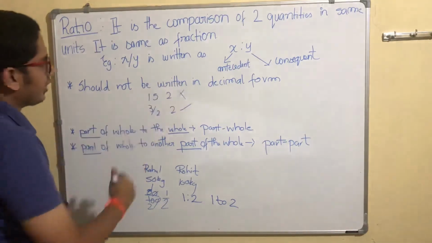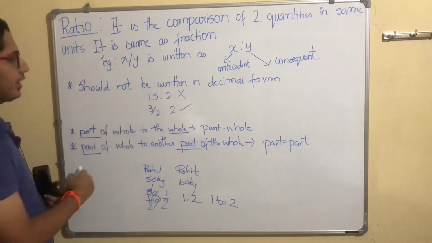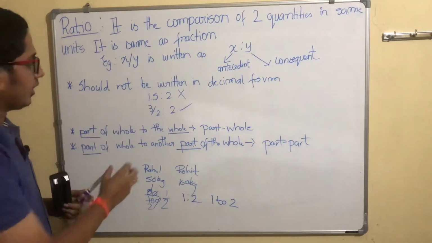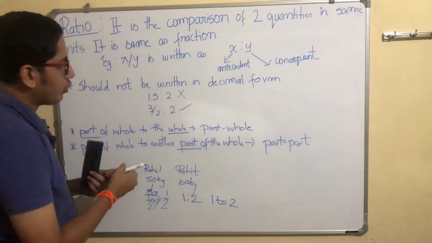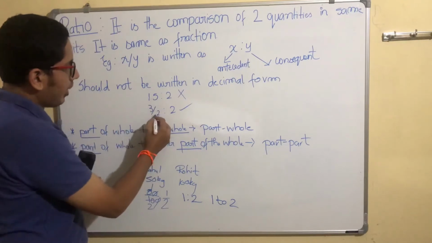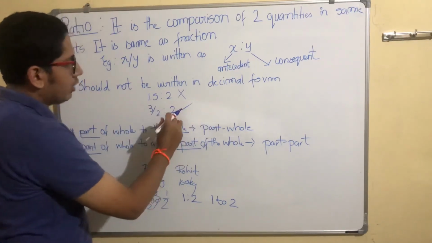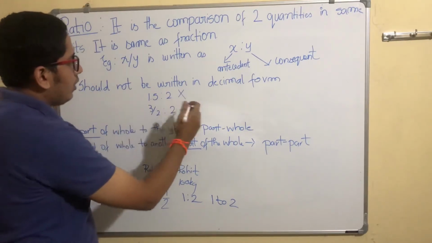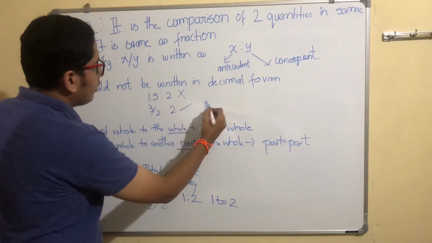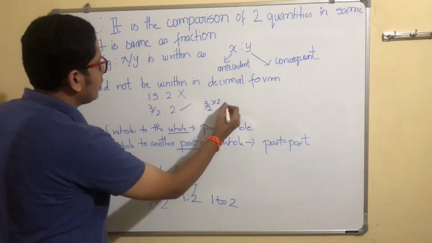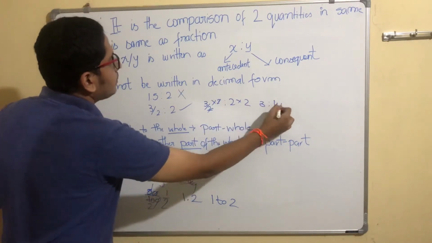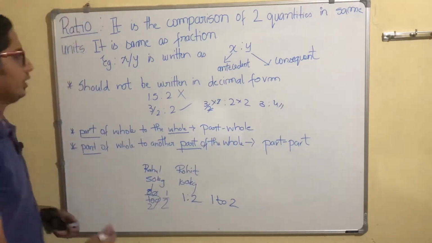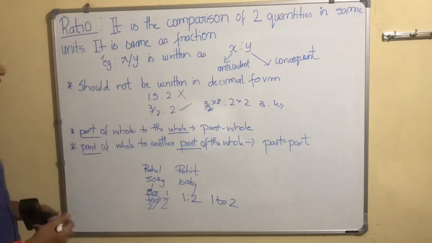The next point is that a ratio should not be written in decimal form. So this is a wrong way of writing it: 1.5:2. No. You can write it in fractions. When you write it in fractions, you will again be able to get whole numbers. So now 3/2:2. What do you do? You can multiply both by 2, so the 2s cancel, and it becomes 3:4. So you can again get whole numbers there. So never write it in decimal. You can write it in fractions.